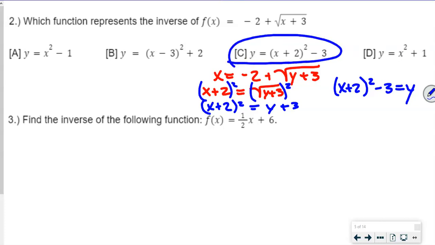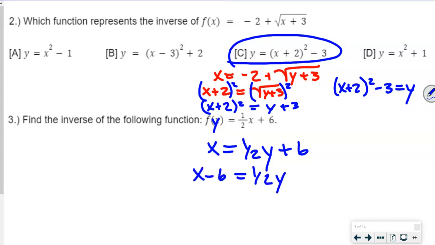The next one says find the inverse of the function. So again, remember, this is y, so we're going to swap it. x equals 1/2 y plus 6. So we're going to subtract the 6 from both sides. That's x minus 6 equals 1/2.